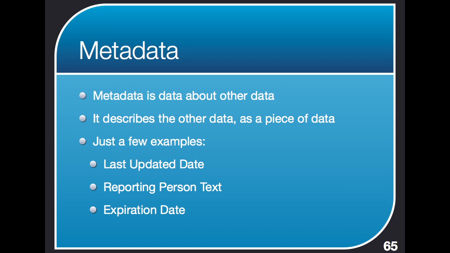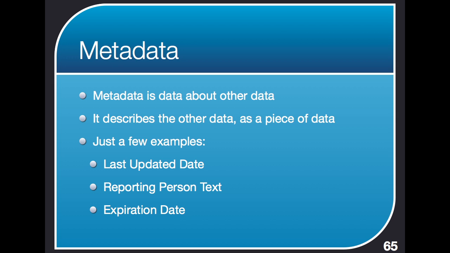Now here are just a few examples of metadata from the NIEM. Things like last updated date. Here's a piece of information. What's the last updated date of that piece of information as a piece of information? Reporting person text. Who's the person who reported that piece of information? Or an expiration date. When does a piece of information expire? As a piece of information, when does it expire? And these are all chunks of metadata in the NIEM, and they're all represented by actual elements instead of attributes.